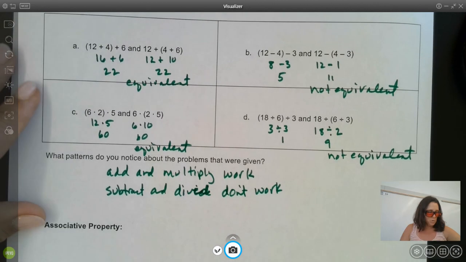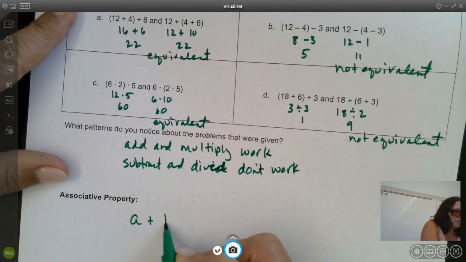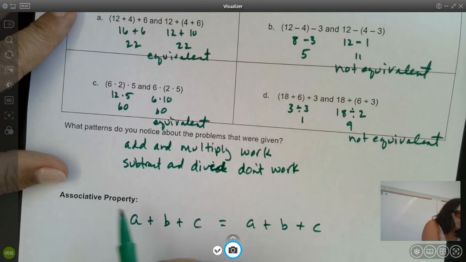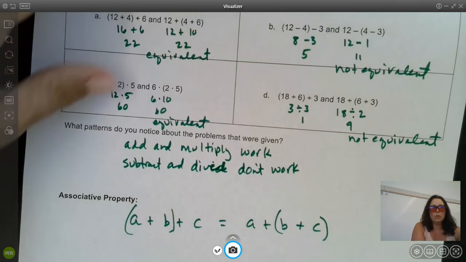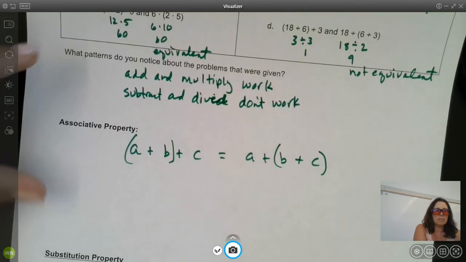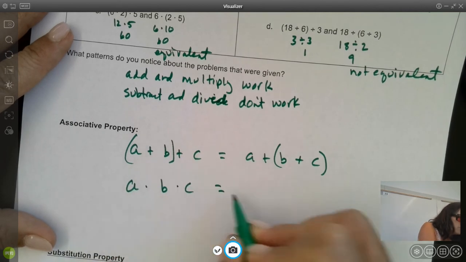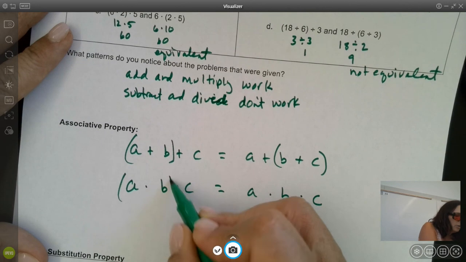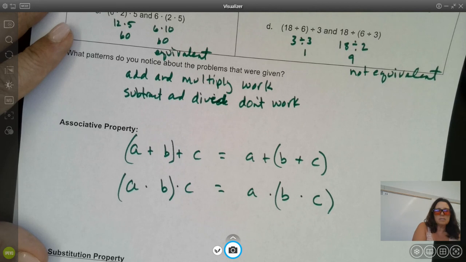All right, so the associative property, there are two. A plus B plus C equals A plus B plus C. Parentheses are around different groups, but they're all the same in the end. A times B times C equals A times B times C. Again, parentheses around A and B here, parentheses around B and C here, but they're all the same.